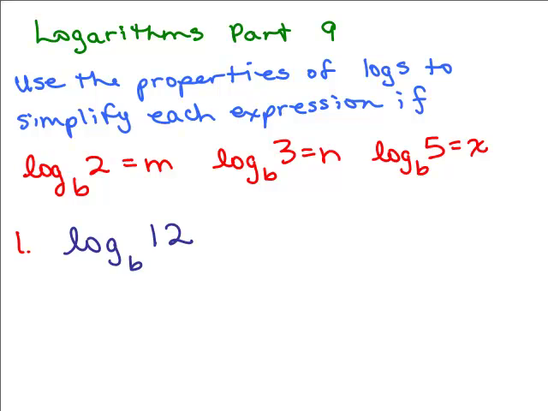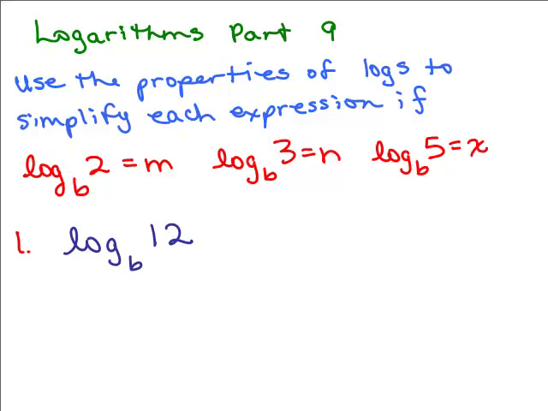Let's practice using the properties of logs to simplify some expressions. So we're going to work with some base b. Let's say that the log of 2 base b is m, the log of 3 base b is n, and the log of 5 base b is x. Given that, how would I simplify the log of 12 base b? Try this on your own first.